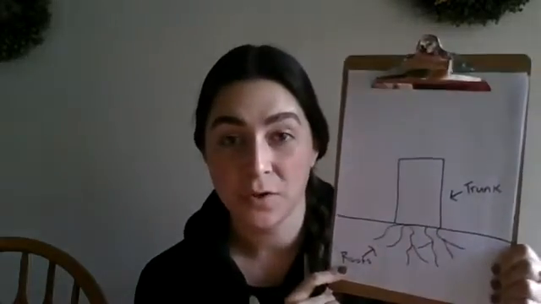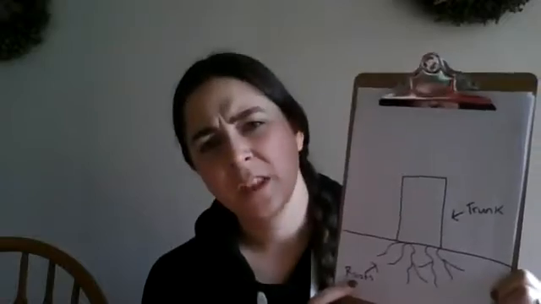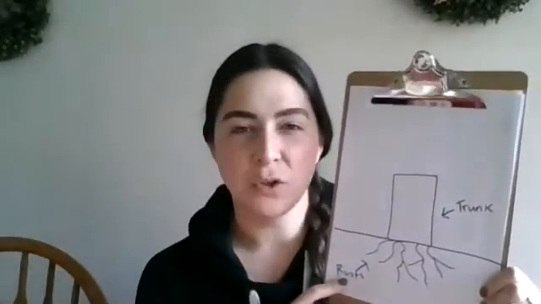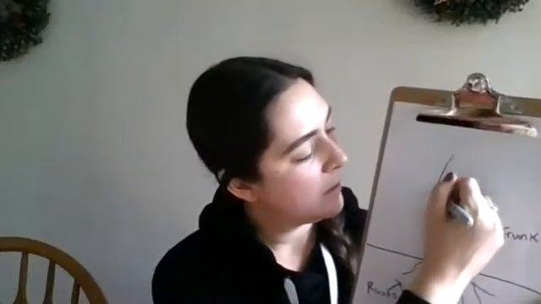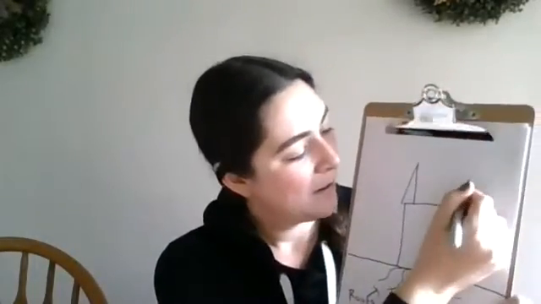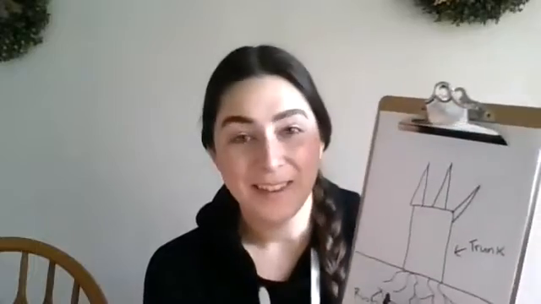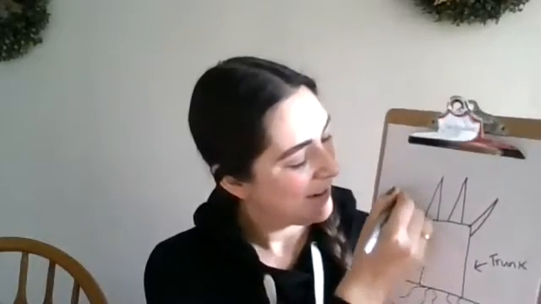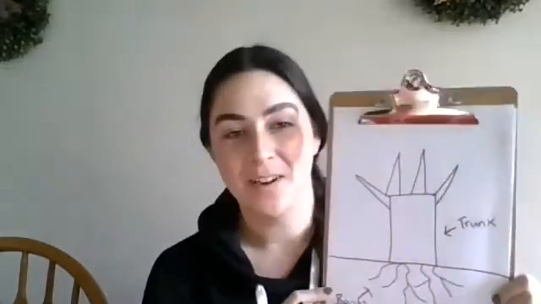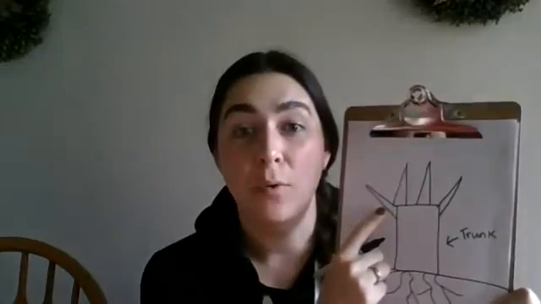Our next part of the tree will be up here. And I'm going to draw shapes, things that look like triangles. So I'm going to go up here. There's 1, 2, 3, 4. And this part of the tree is called the branch.